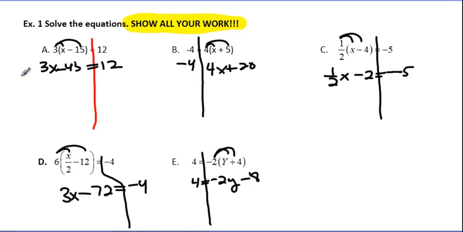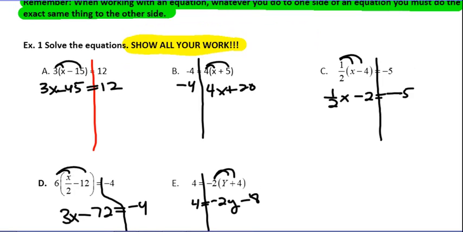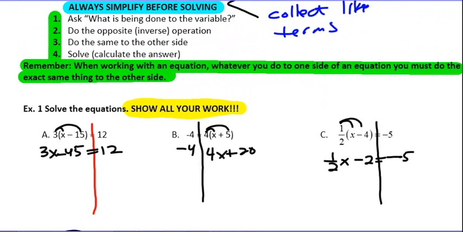We call that simplifying, not solving. It's simplifying because we're doing it to only one side. When we solve, we're going to start moving things from one side to the other, and that's where the rules from above become very important. So let me bring those back. Always simplify before solving. Check. Just did it for every problem. Let's go ahead and solve.